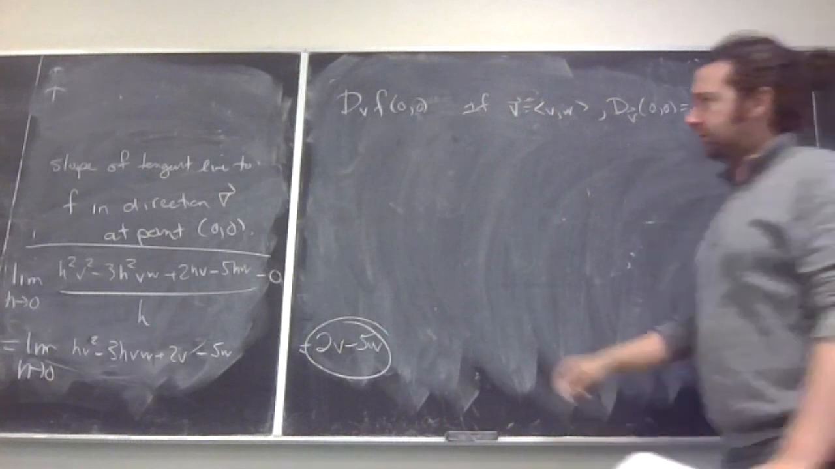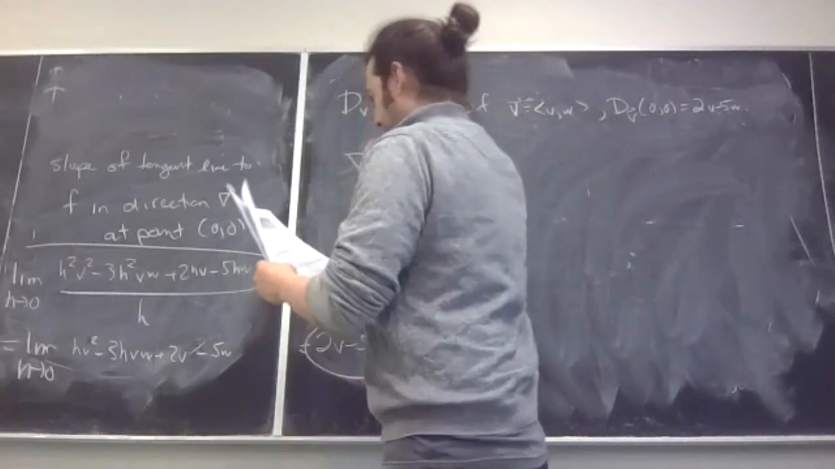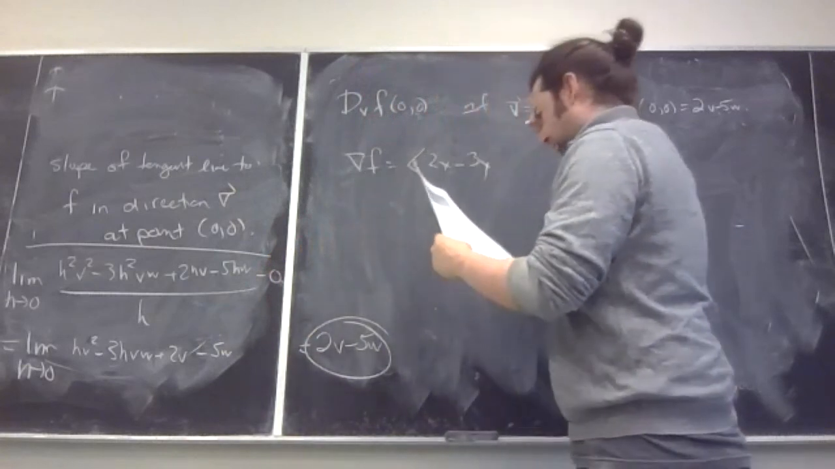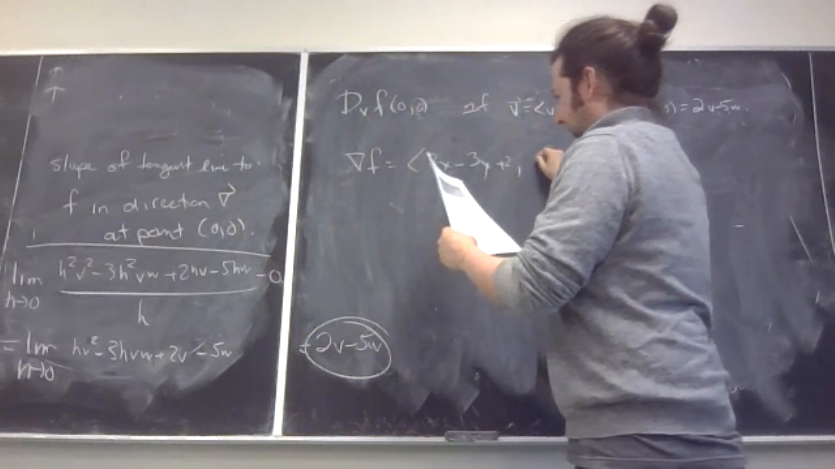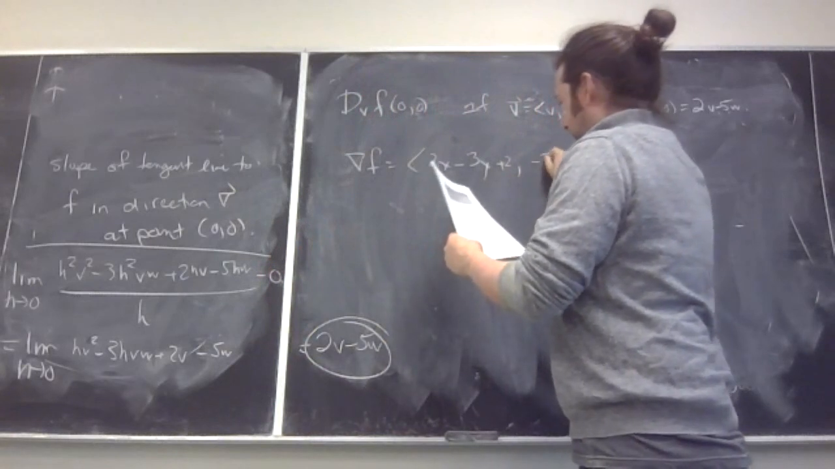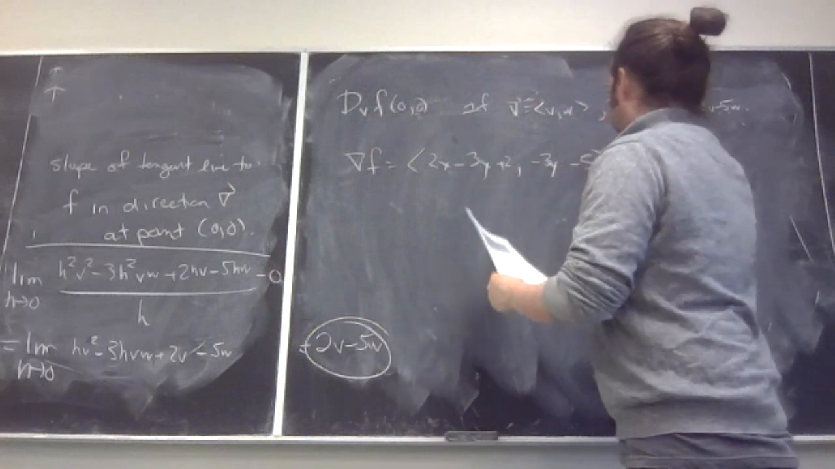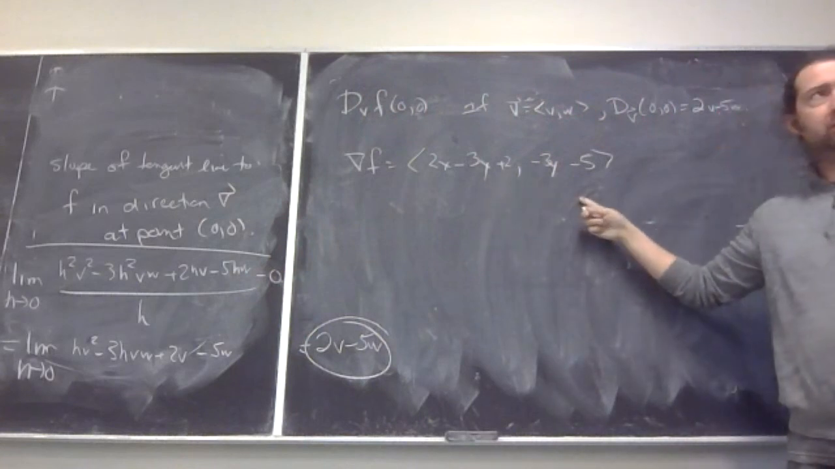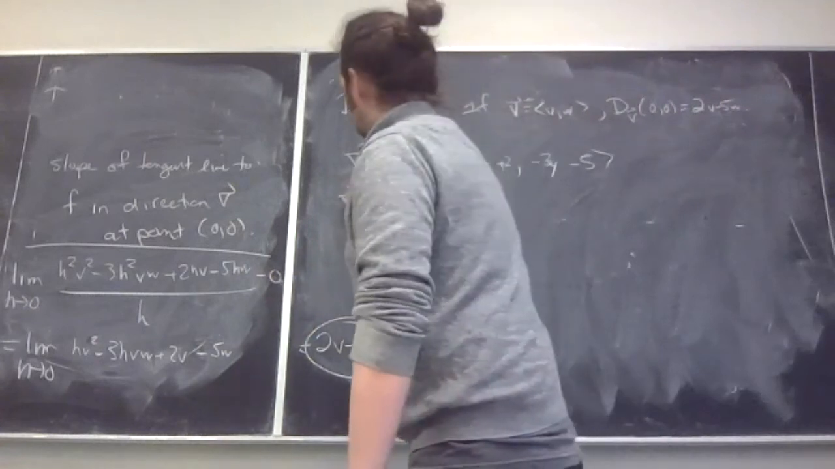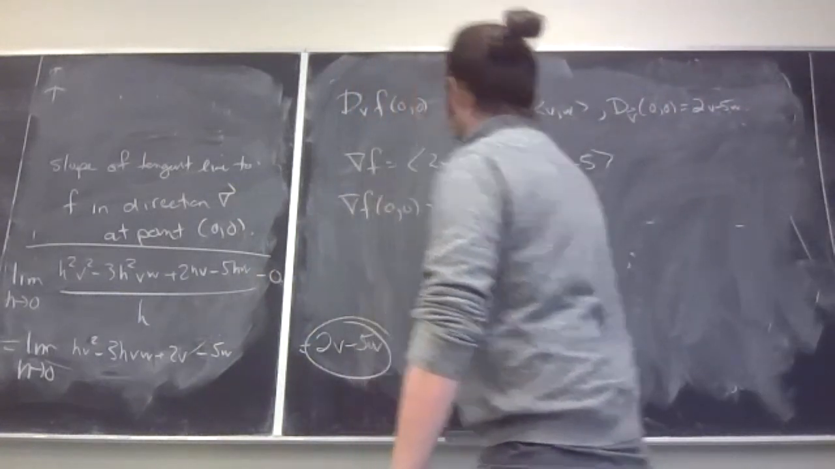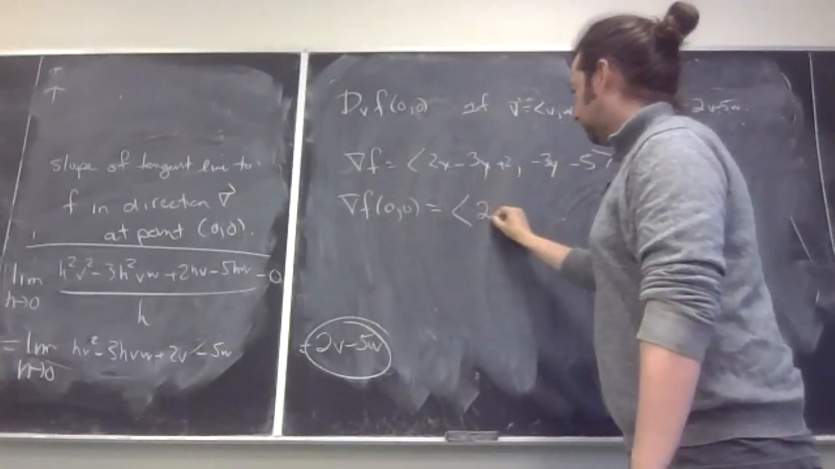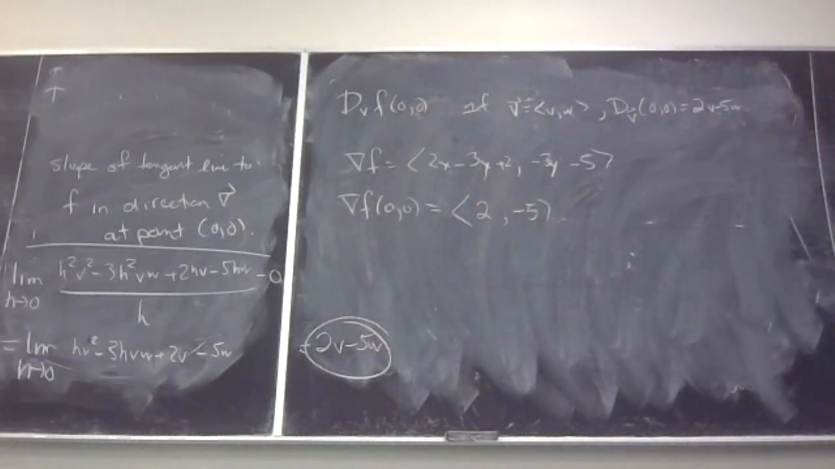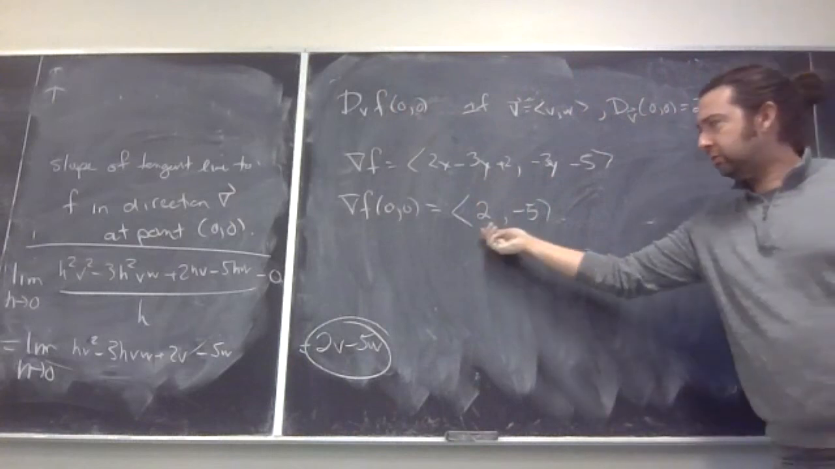Let's actually see what the gradient of this function is. It's 2x minus 2y plus 2, and minus 3y minus 5. That's the gradient of the function I wrote down, the x derivative and the y derivative. What is the gradient of f at 0, 0? Well, if I put a 0 here and a 0 here, I get 2. And if I put a 0 here, I get minus 5. Oh, that's really weird. I got 2 and minus 5 as the gradient vector.